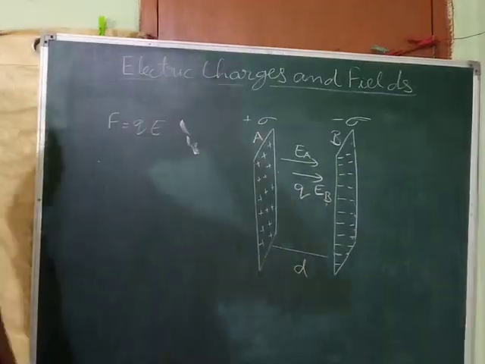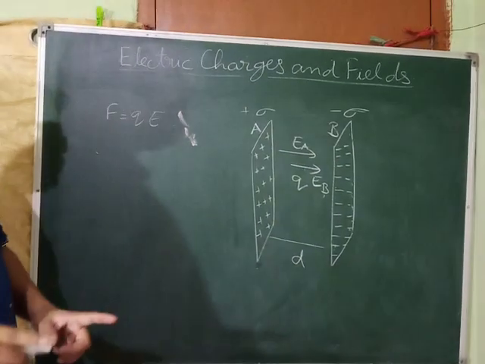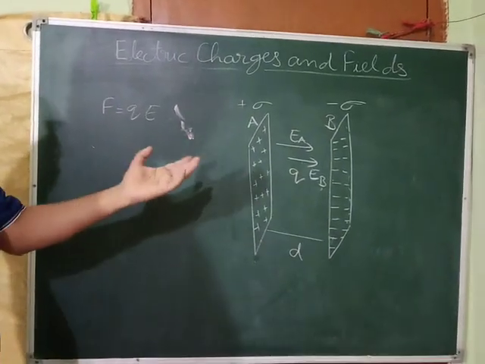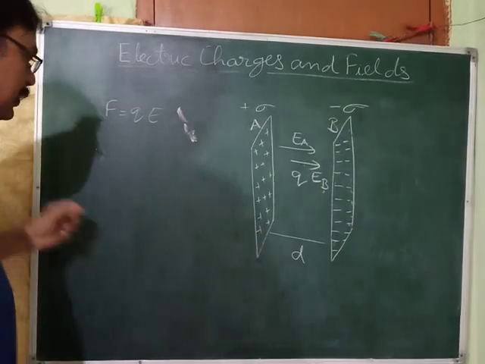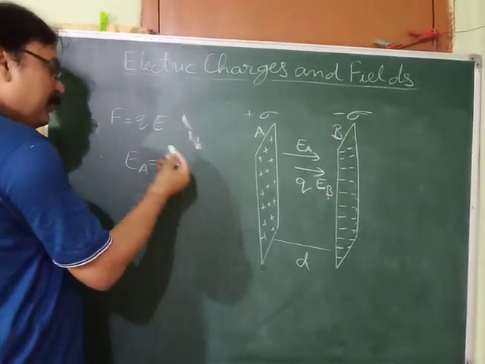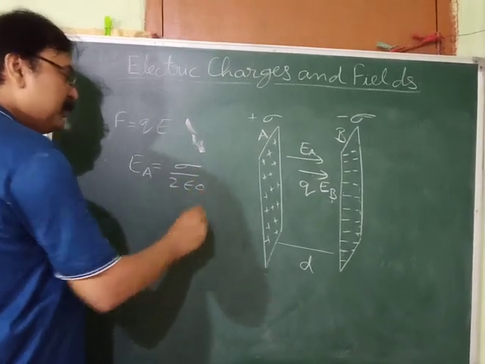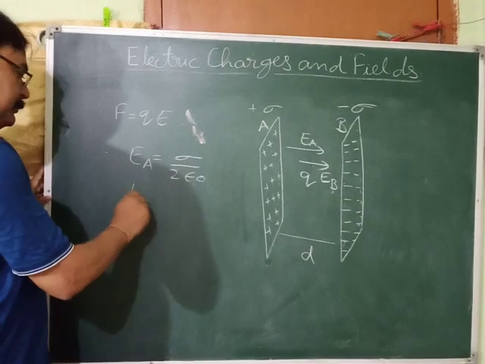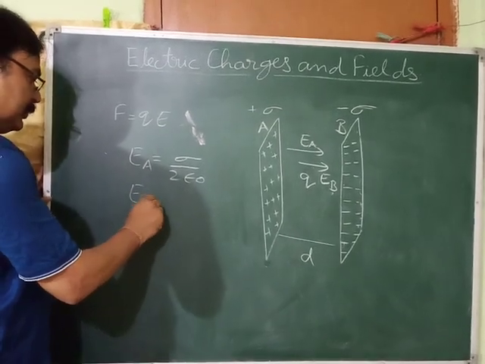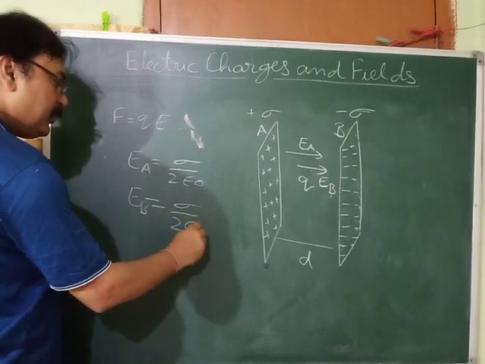What you can see is both are directed along the same direction. And very well we know that when two vectors are directed along the same direction, they can be added simply. Now what is EA? According to application of Gauss law, we have come to know that it is sigma by 2 epsilon naught. Now what is EB? Sigma by, it is also 2 epsilon naught.